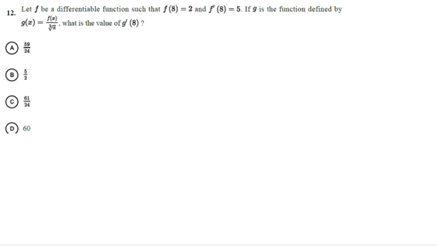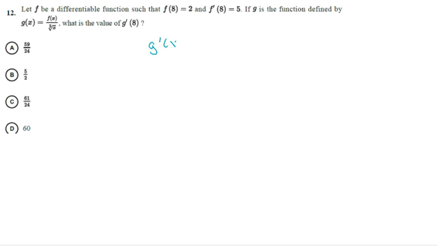All right, we have a differentiable function. Again, we are given some values here, and what G is defined by. We want the value of G prime at 8. And look at what we have here. We've got another quotient, another rational function. So we're going to use our quotient rule.